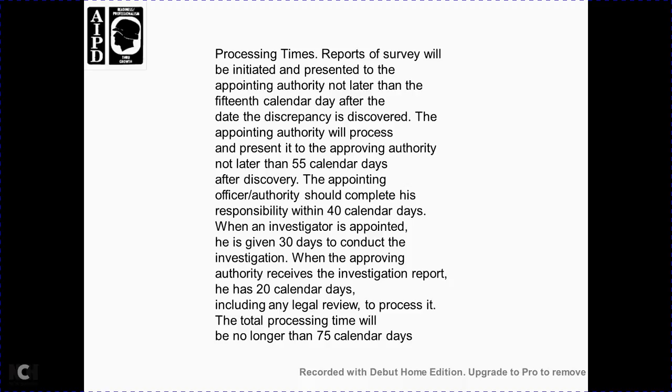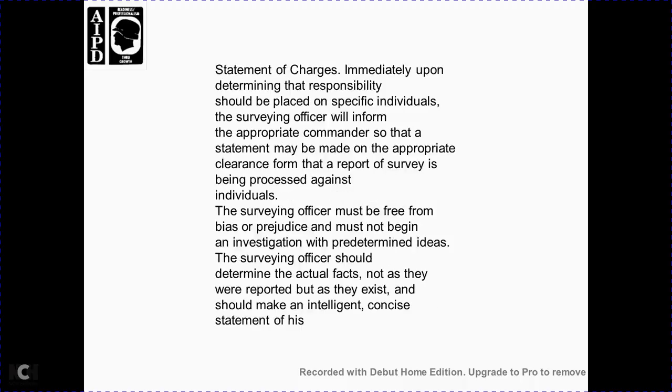Processing time. The report of survey is initiated and presented to the appointing authority no later than 15 calendar days after the day of the discrepancy. Once discovered, the appointing authority will process the report with the approving authority no later than 55 calendar days after discovery. The appointing authority will complete the responsibility in 40 calendar days, with the investigator appointed and given 30 days to conduct the investigation. The approving authority receives the investigation report after 20 calendar days, including legal review. The total processing time is no longer than 75 days.